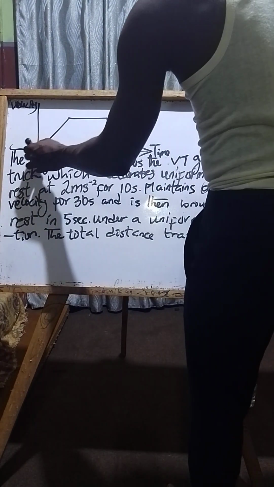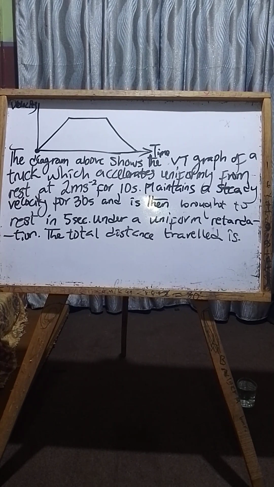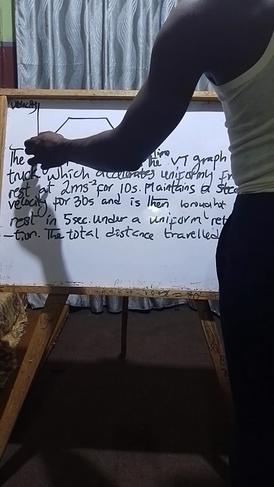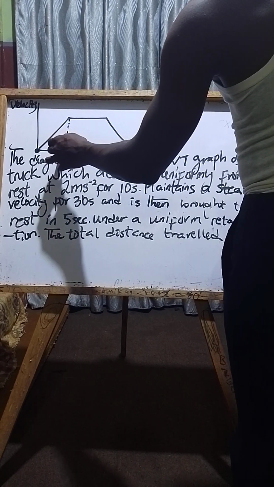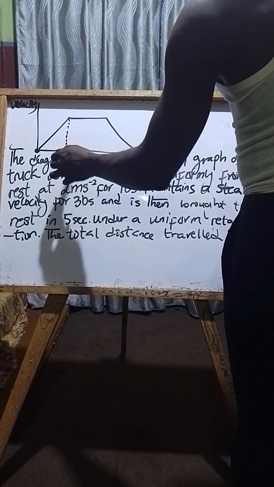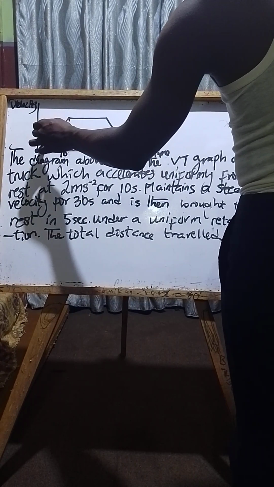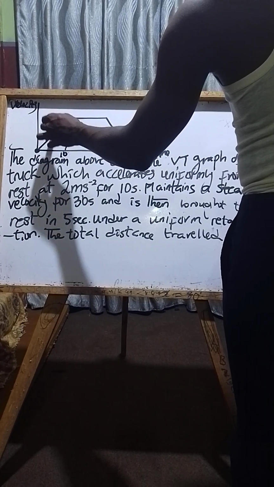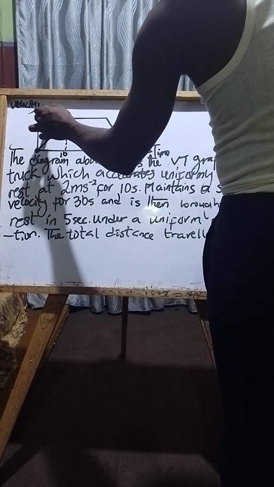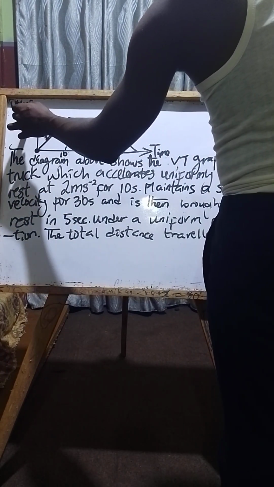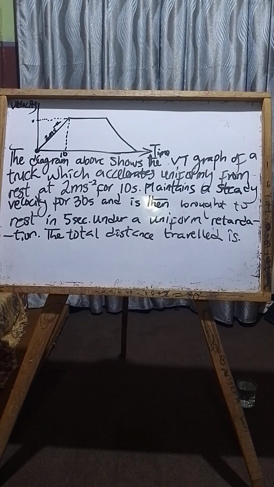So it said the diagram above shows the VT graph of a truck which accelerates uniformly from rest, means the truck started from here, alright, at 2 meters per second squared for 10 seconds. So it moved from here to this point for 10 seconds, and I'm putting 10 here so that you can see. Then this was the acceleration, 2 m/s², right? But we don't know what the velocity is, so we can find the velocity by doing acceleration equals velocity over time.